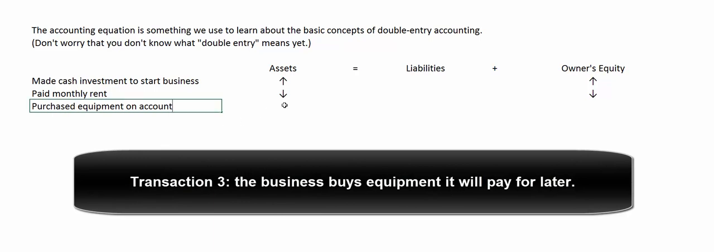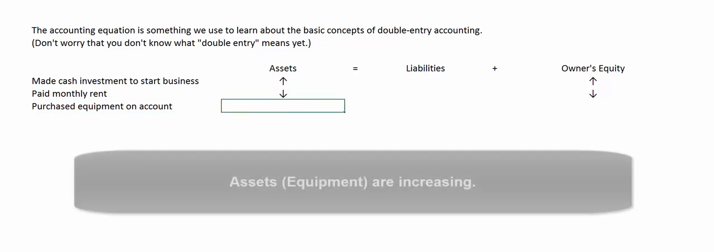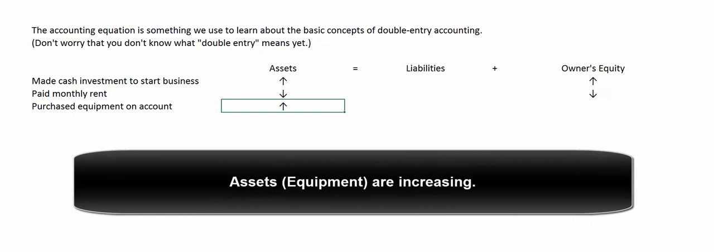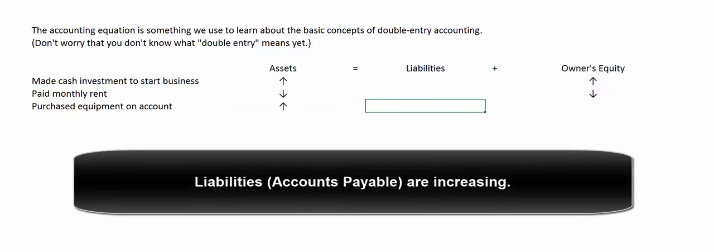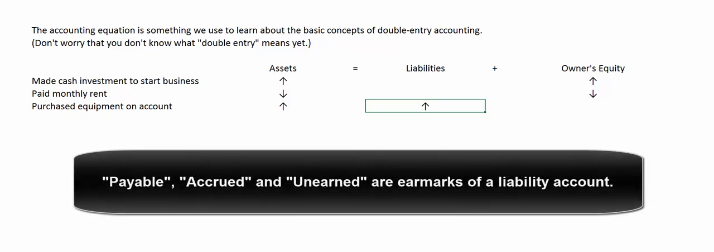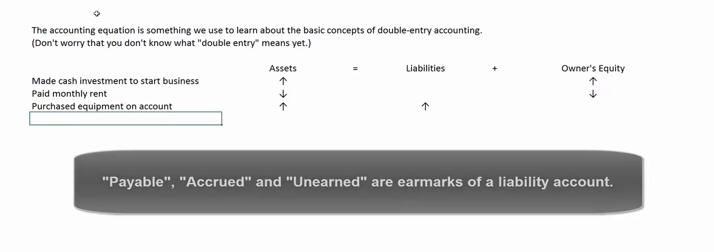So what's happening to assets? Assets are increasing, right? Because equipment is an asset and assets are going up. What's happening to liabilities? Well, they're also going up. Any account that has the word payable in it is a liability. It means we owe somebody. And what's happened here is we've incurred an account payable when we bought that equipment.